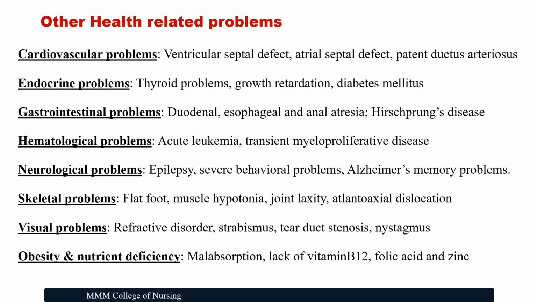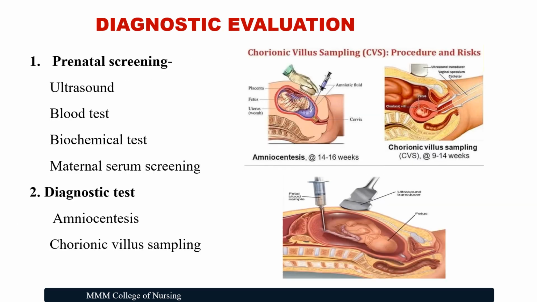Skeletal conditions like flat foot, muscle hypotonia, joint laxity, and atlantoaxial dislocation. Visual conditions like refractive disorder, strabismus, tear duct stenosis, nystagmus, and obesity, and nutrient deficiency like malabsorption, lack of vitamin B12, folic acid, and zinc deficiency. All these are the conditions related to Down syndrome.